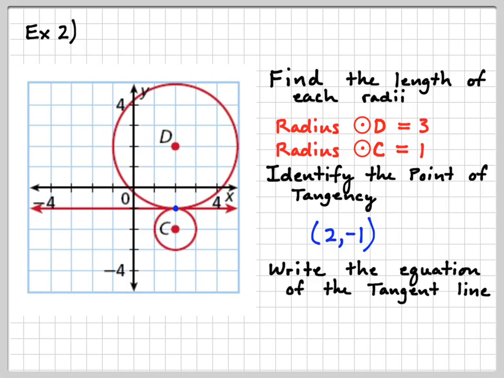The last question, write the equation of the tangent line. I'm going to go ahead and highlight this line. And anytime I have a horizontal line, my equation is a y equals equation. And in this scenario, it's y equals negative 1.